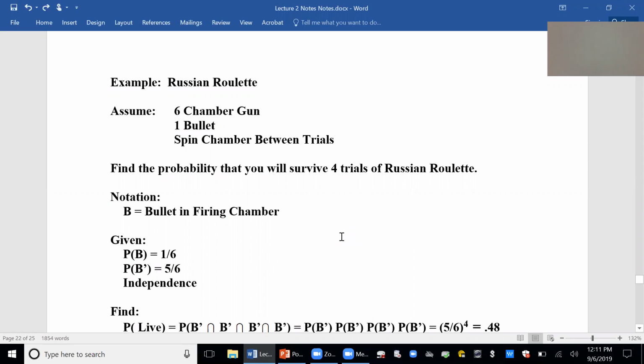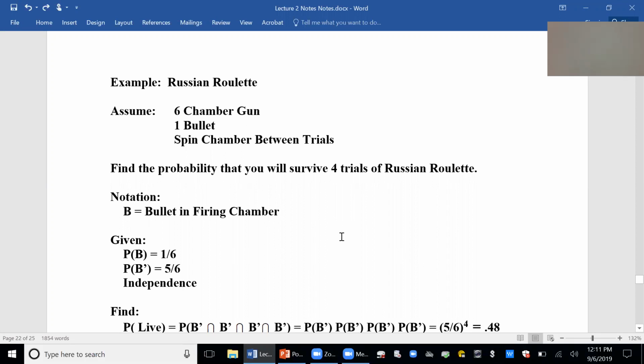Suppose, what's one of the elite clubs on campus? A marketing club? That's a good one. So you want to get into the marketing club, a tough club to get into, and you have to play Russian roulette 4 times to get into the marketing club.